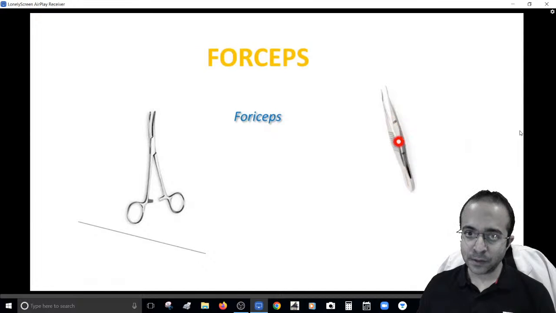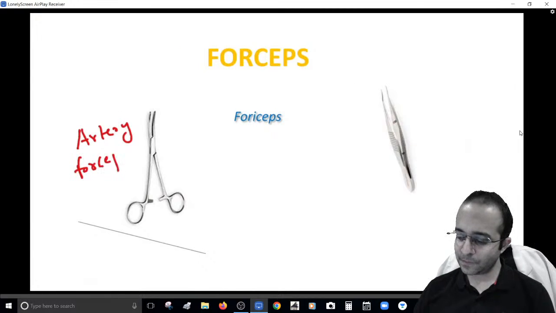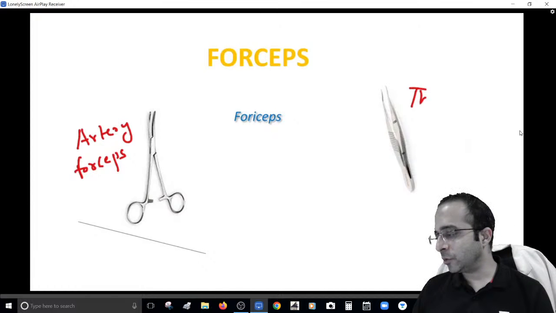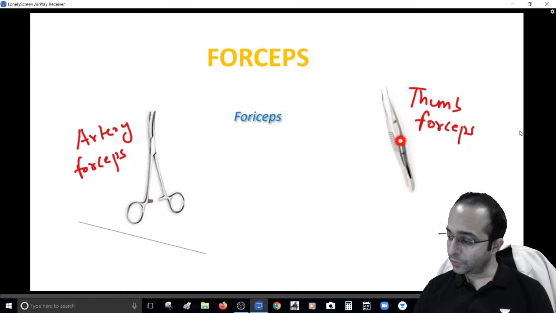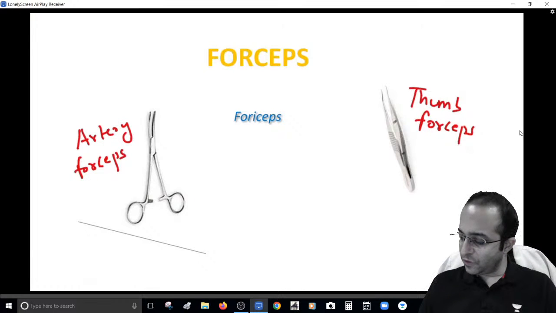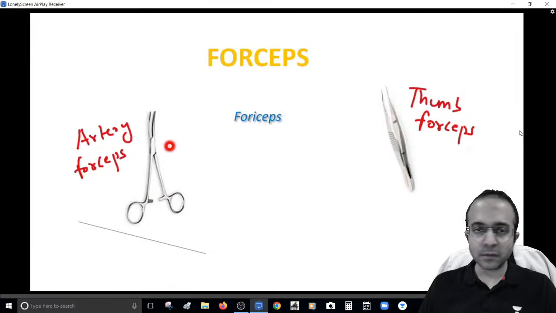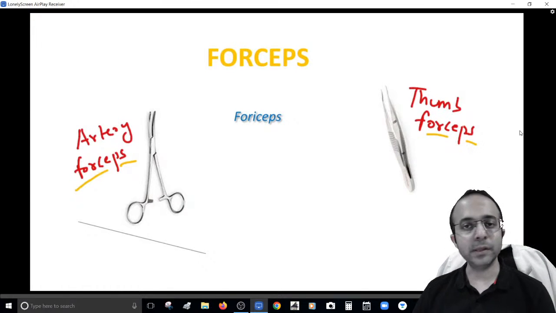This is a forceps, and I think you know that this is also a forceps. That's also sometimes denoted as an artery forceps, and this would rather be denoted as a thumb forceps, because you hold it with your thumb and the index finger, the thumb forceps. Now if you see the shapes, they're pretty different. There's no match between the two shapes, absolutely different, but they're still having a common word forceps in between.